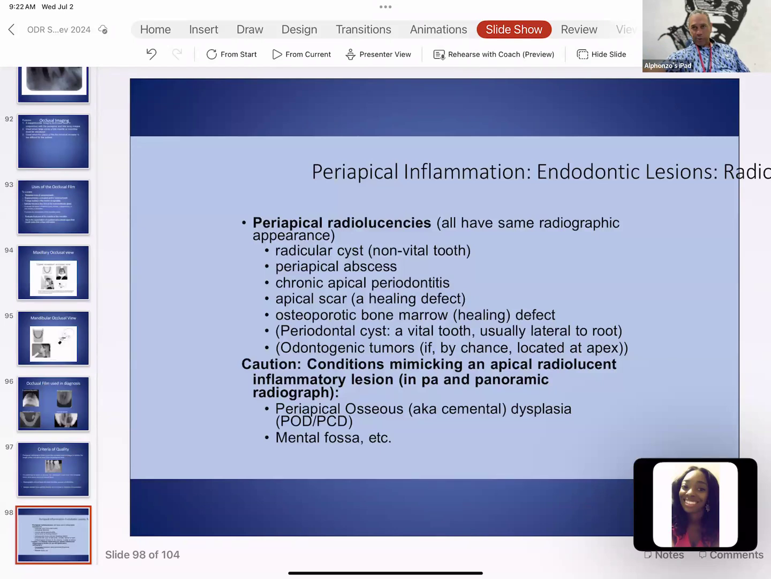Okay, make sure you go over these periapical radiolucencies. Go and find some imaging on radicular cysts, what a periapical abscess looks like, what a chronic apical periodontitis looks like. You can just type this into Google, search radicular cysts and hit images, and it'll show you a lot of different radicular cysts, and make sure you understand what the definition of each of these are, what they mean.